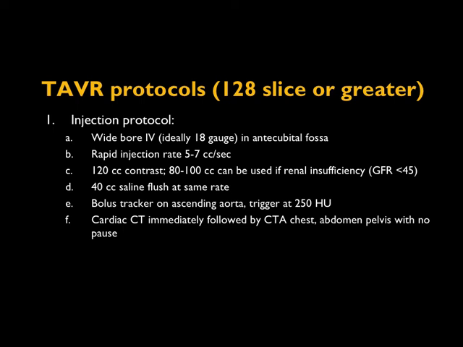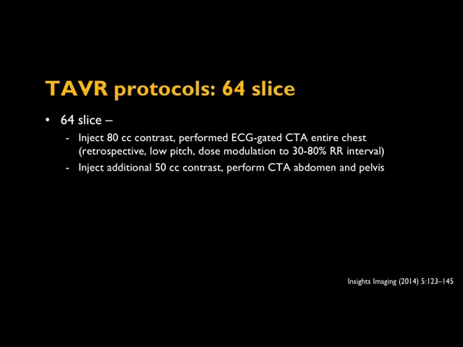Usually we use a bolus tracker for triggering and then perform the cardiac scan immediately followed by the CTA of the chest, abdomen, pelvis. 64 slice scanners, that's where you get into a little bit more of a dicey situation, and this boils down a little bit to personal preference. These scanners are a bit slower, so doing the cardiac scan immediately followed by CT angiogram, you may not be moving fast enough to catch the entire bolus for the CT angiogram, and may get poor CTA images.